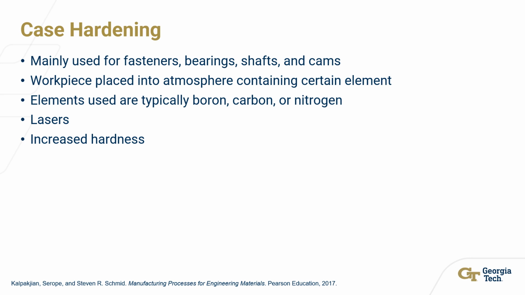Case hardening is a process that is typically used for products such as fasteners, bearings, shafts, and cams. The process involves placing the workpiece into an atmosphere that contains an element that changes the properties of the workpiece when heated. These elements are typically boron, carbon, or nitrogen. Lasers can also be used in this process to provide more heat to the workpiece. After the material is heated and cooled, the surface should have a larger hardness than it previously did.